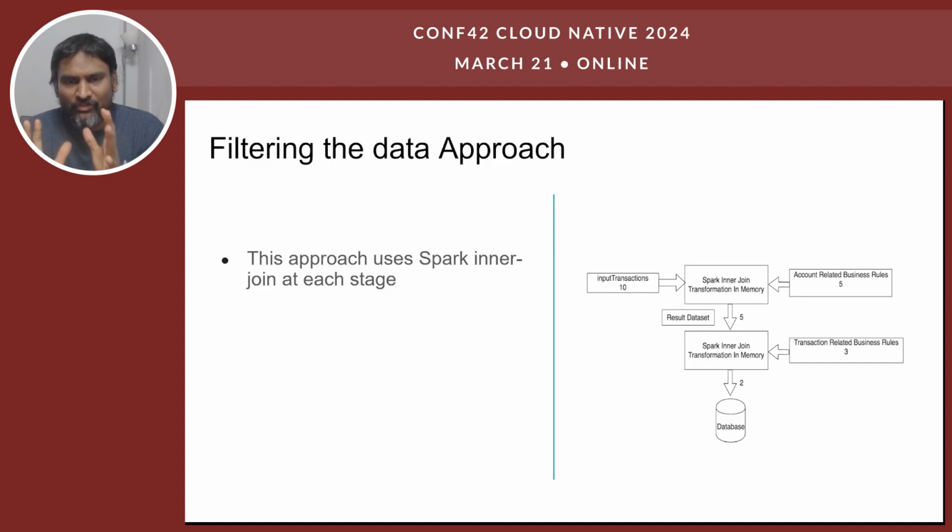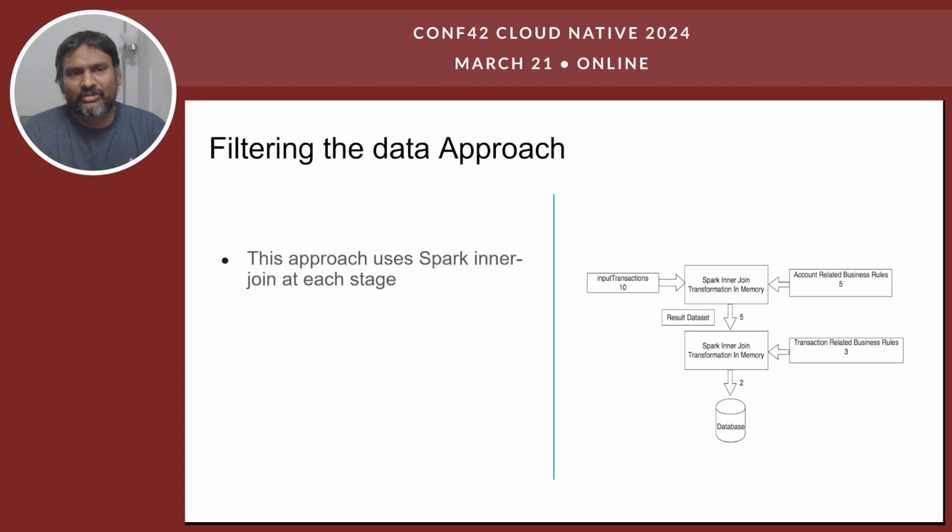Now, what we're really doing with the filtering the data approach is receiving some transactions and applying some account-specific business rules, then transaction-specific business rules. How are we doing this, right? The key thing to remember about the filtering the data approach is that it is done using Spark's inner join, and Spark being one of the big data frameworks specialized in in-memory processing, the filtering the data approach does the same, which is inner join. So with that context, let's see this.